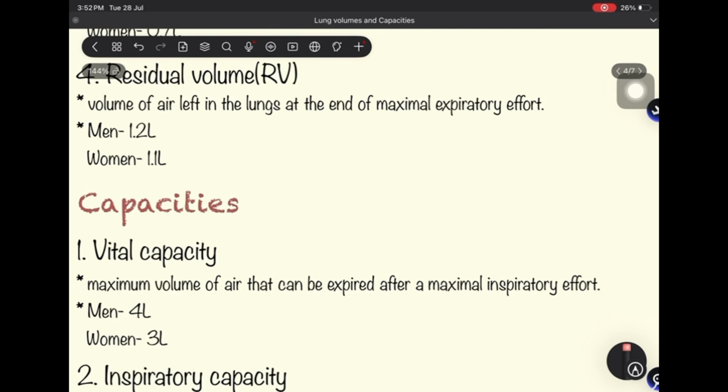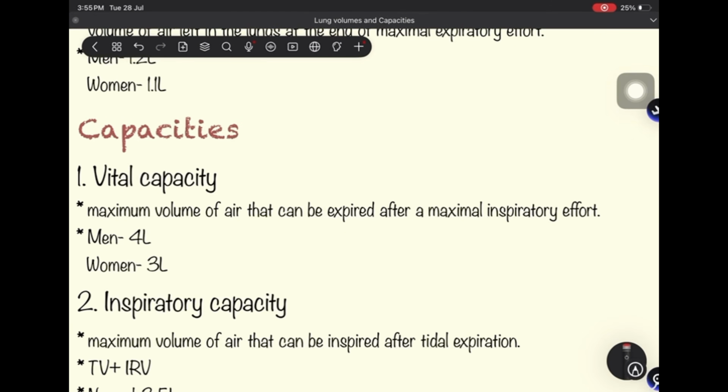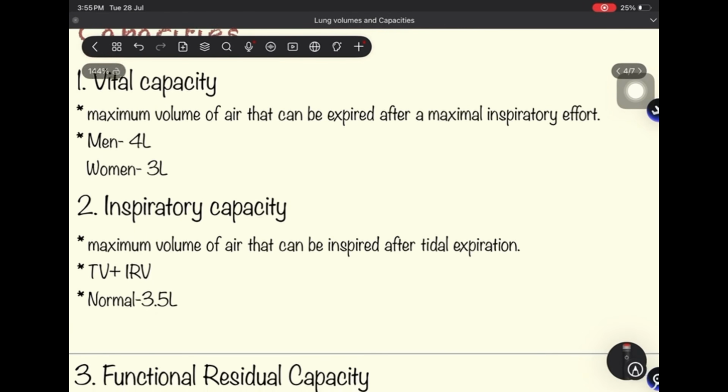Now let us move on to the capacities. The first one is the vital capacity. Vital capacity is the maximum volume of air that can be expired after a maximal inspiratory effort. It is 4 liters in men and 3 liters in women. Vital capacity can be damaged in many conditions like neurological diseases affecting muscles of respiration like neuritis, poliomyelitis, etc. Diseases of muscles like myasthenia gravis, deformities of the thoracic cage like kyphosis, scoliosis, etc. and many other diseases.